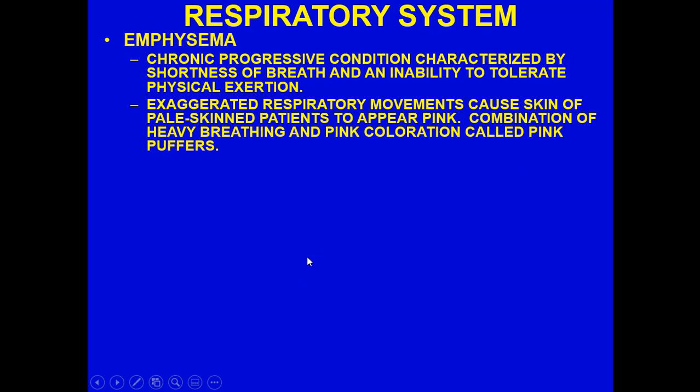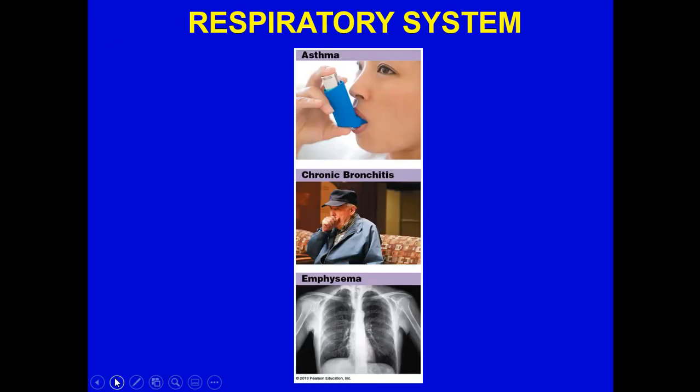This is a chronic progressive condition characterized by shortness of breath and an inability to tolerate physical exertion. The exaggerated respiratory movements cause the skin of pale-skinned patients to appear pink. A combination of heavy breathing and pink coloration ends up calling these individuals pink puffers.